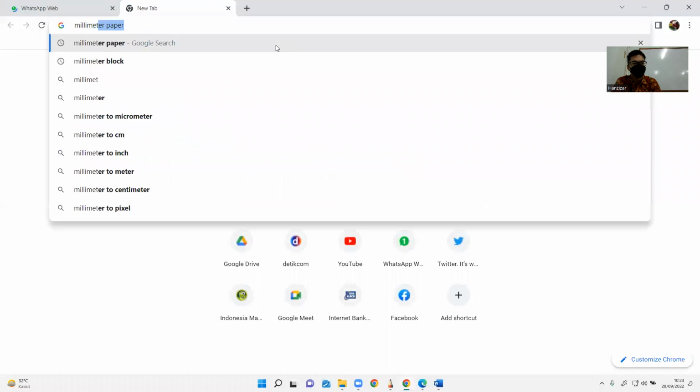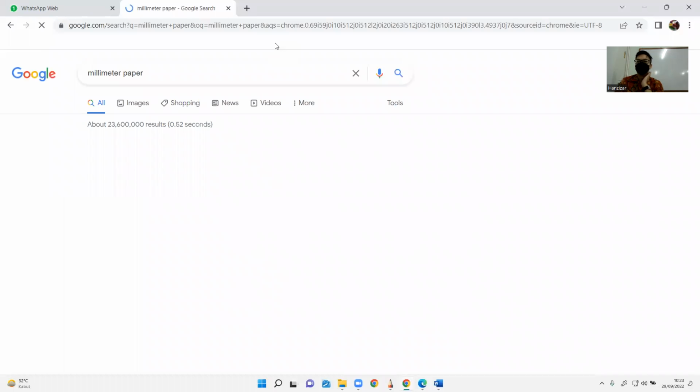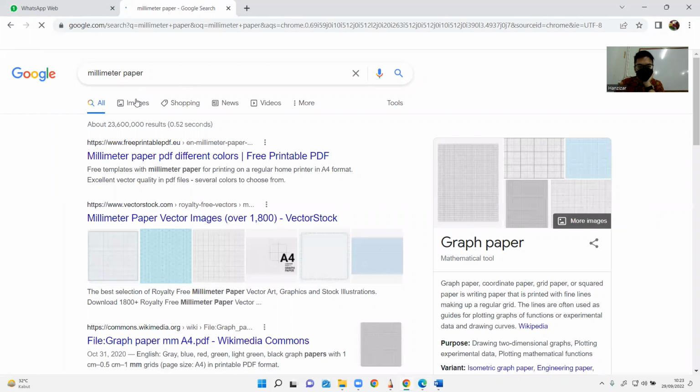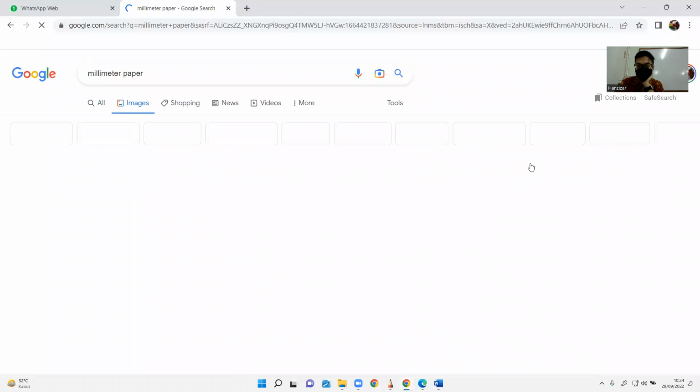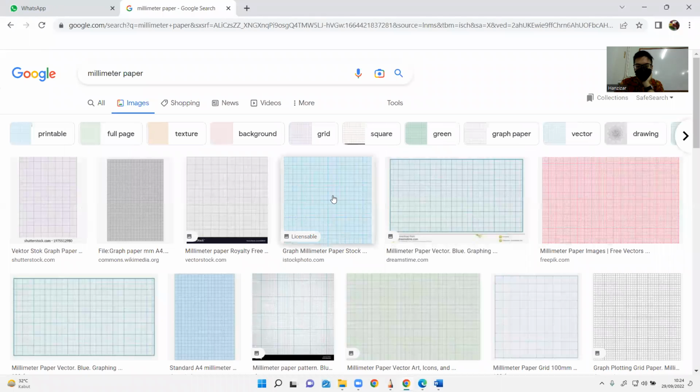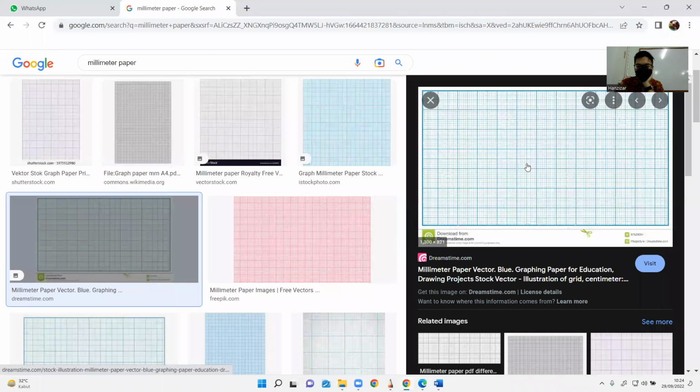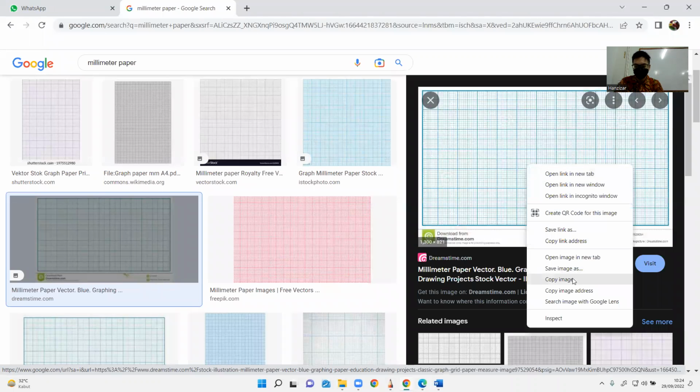Millimeter block paper. This is very, very useful. If you don't have the millimeter paper, I think it's very, very hard to do so. Okay.